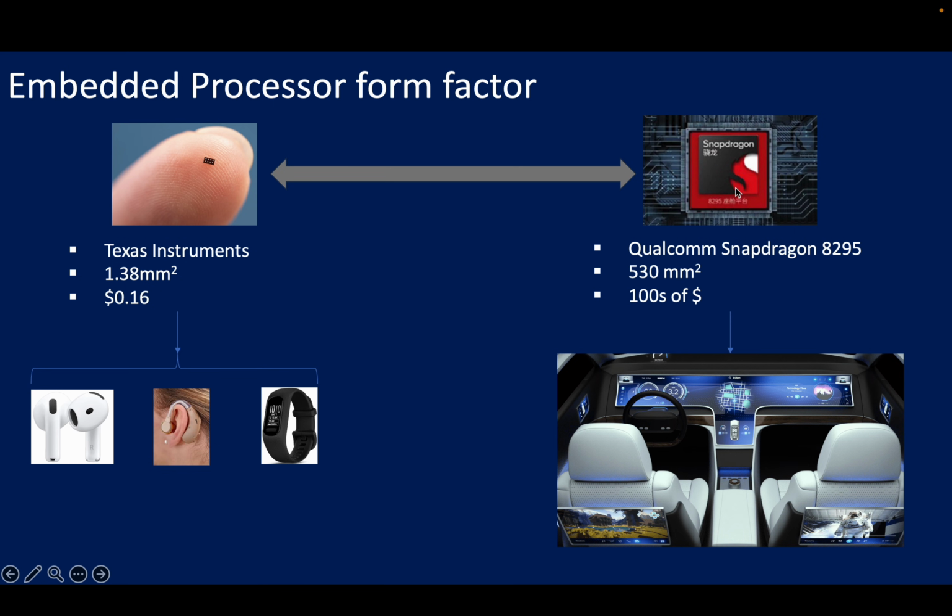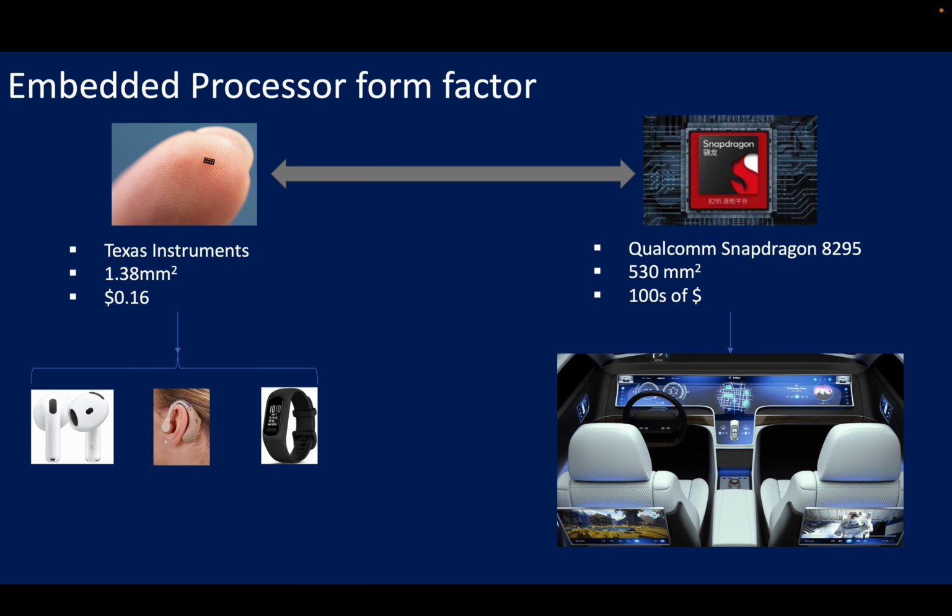On the other hand, high-end performance embedded processors like those in car infotainment that power your digital cluster, head unit display, and the infotainment system and the ADAS can be massive, around 500 millimeter square, and they can cost in hundreds of dollars.